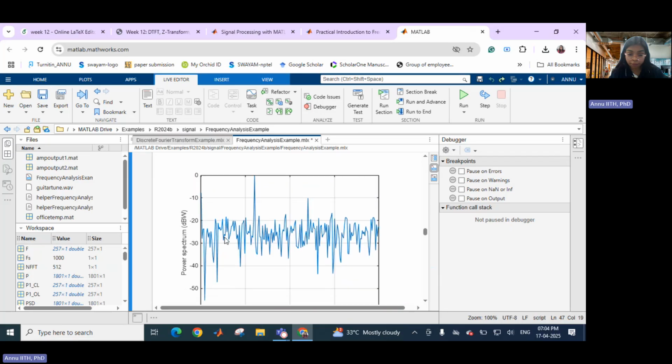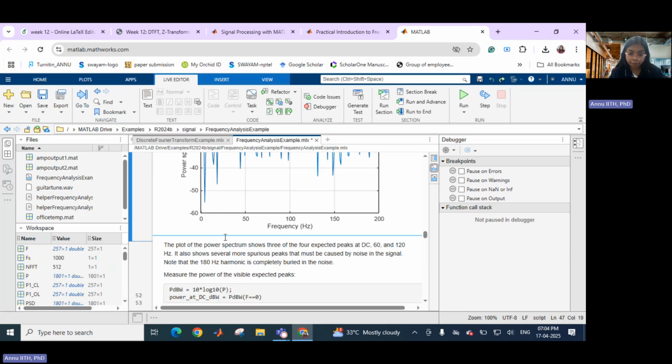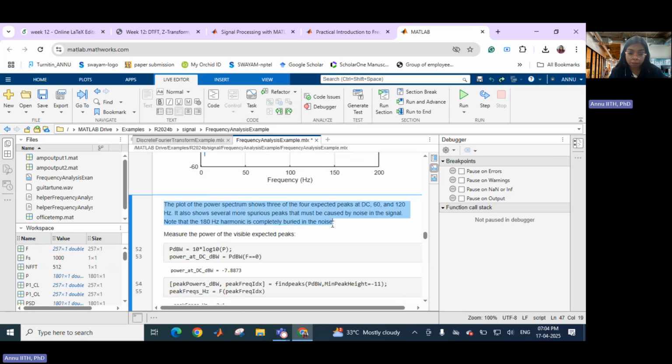So this is the plot. See carefully. The plot of the power spectrum shows 3 of the 4 expected peaks at DC, 60 and 120 Hz. It also shows several more spurious peaks that must be caused by noise in the signal. Note that the 180 Hz harmonic is completely buried in the noise.